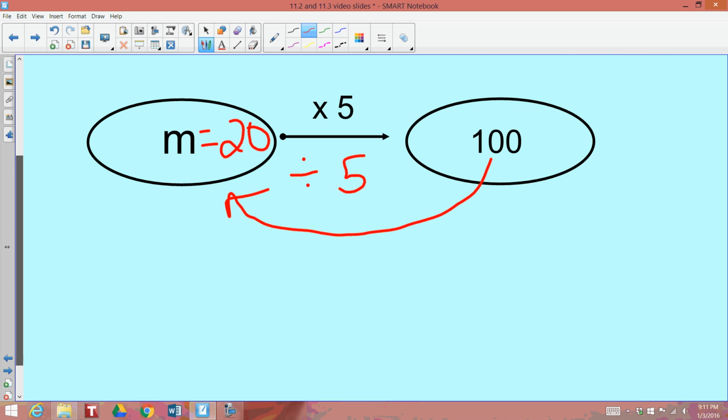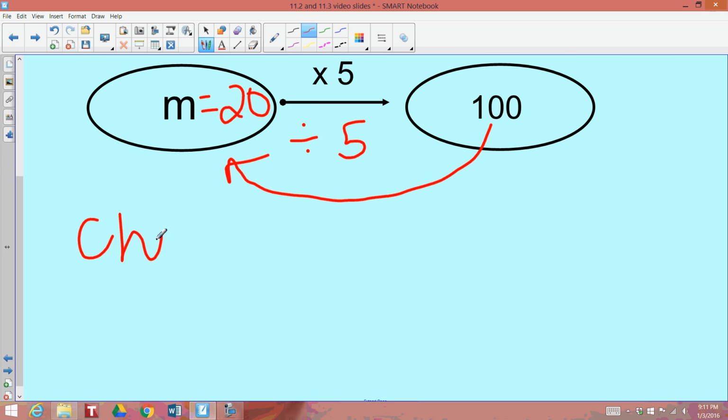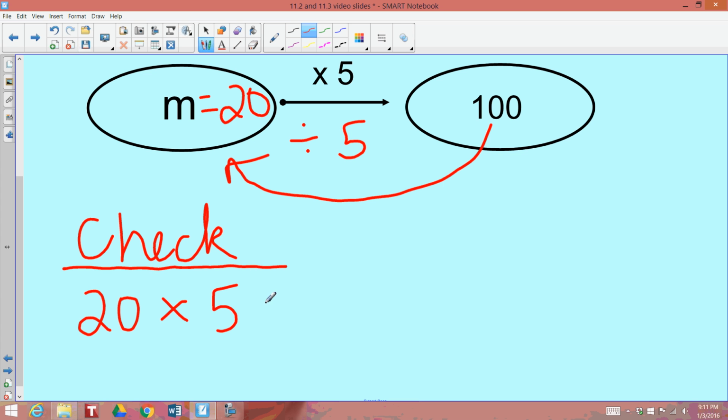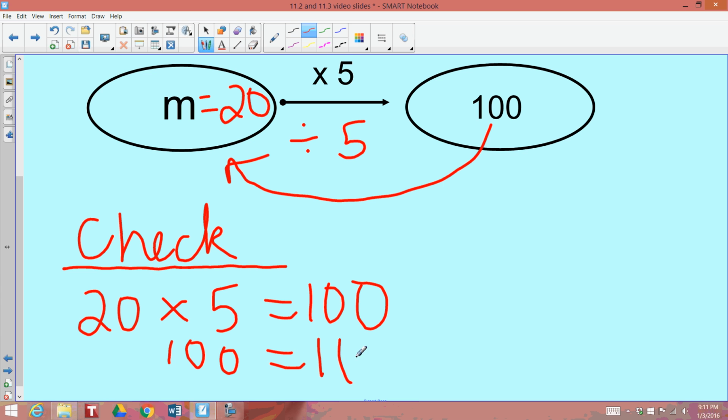And in order to check our work, we could write it as some number 20 times 5 equals 100. 20 times 5 is 100. Is 100 equal to 100? Yes, it is. So that's correct.